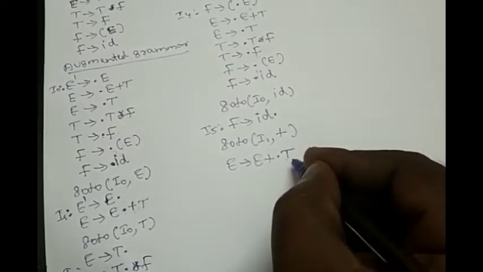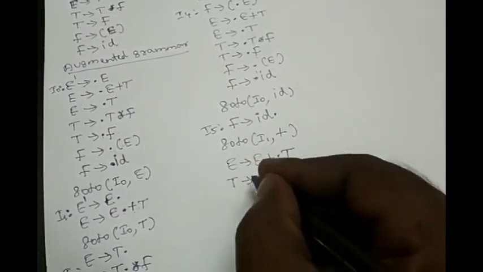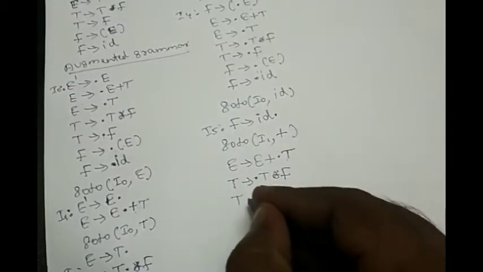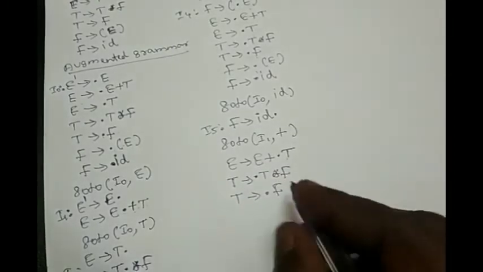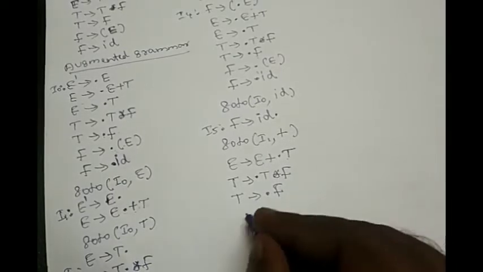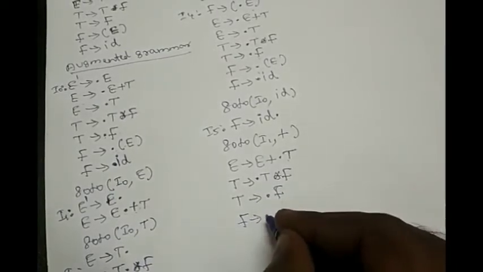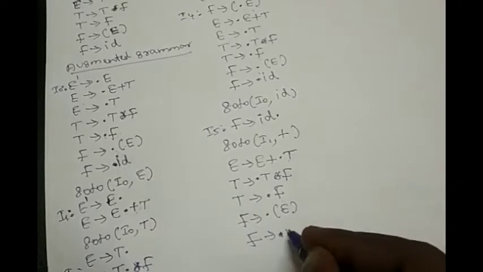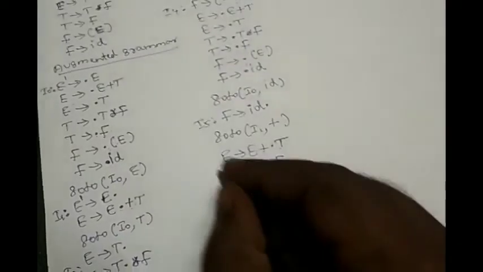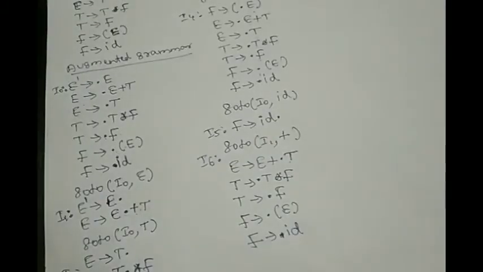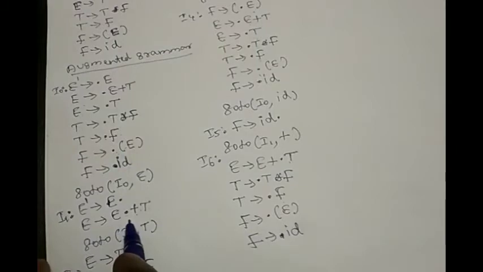Now the dot is before a non-terminal called T, so all the T productions have to be included here. So I write T tends to dot T star F and T tends to dot F. Now again the dot is before F here. F is a non-terminal, so include all the productions of F here. So F tends to dot E and F tends to dot id. Now we will name this as item set 6 here. Now item set 1 has been completely processed.